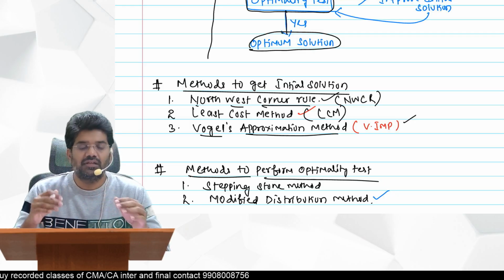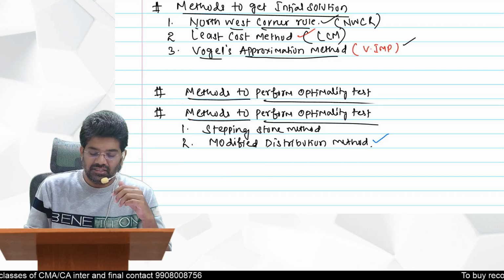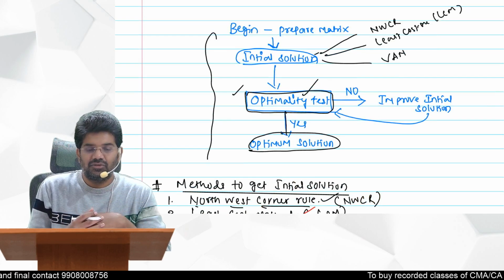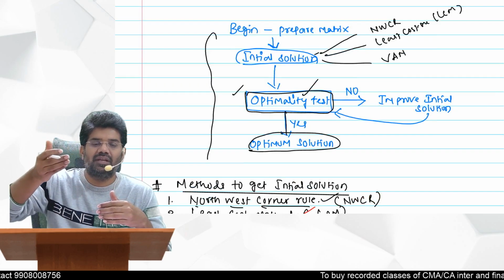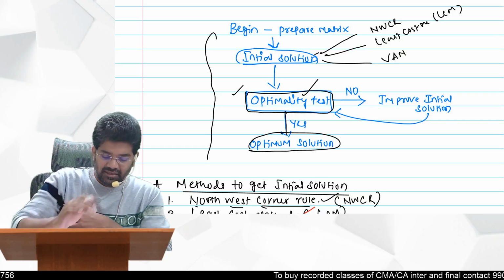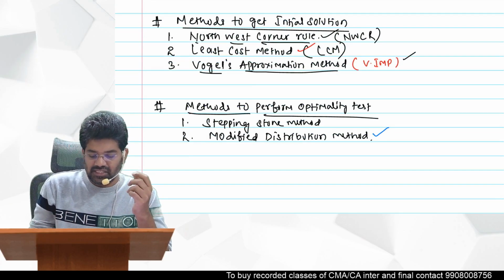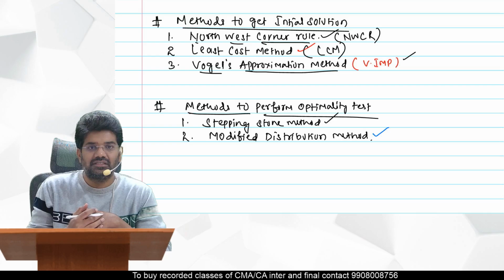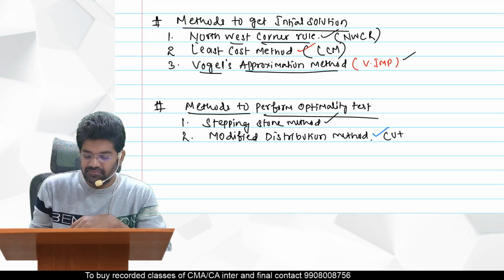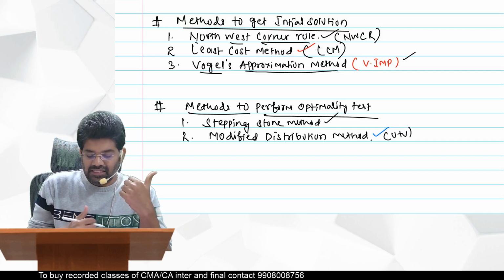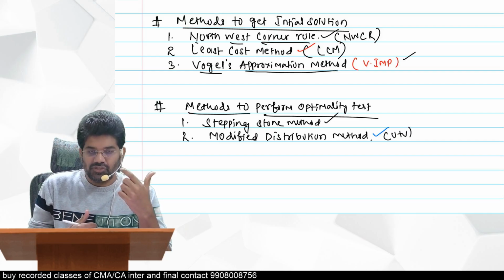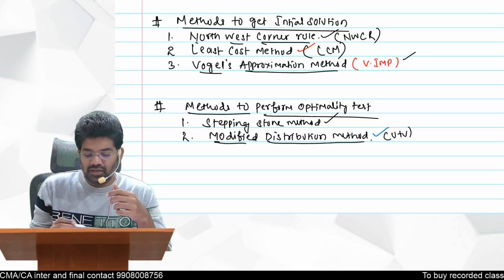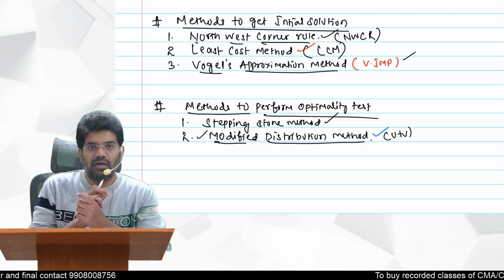So that is the reason this one is followed. These are the three methods to get the initial solution. Next, to perform the optimality test, to check whether the solution we got will give us least cost or not, we also have two methods. One is the stepping stone method. The other one is the modified distribution method, which we also call the U plus V method. Generally in our material we find the modified distribution method only, so this we are going to apply.